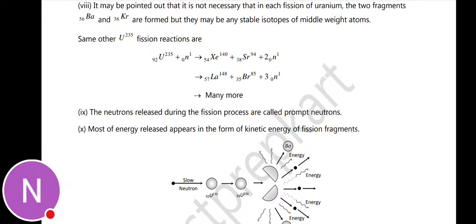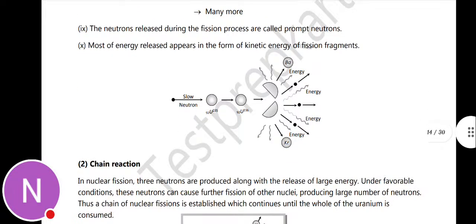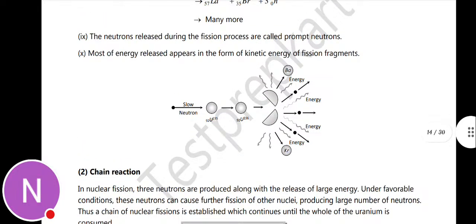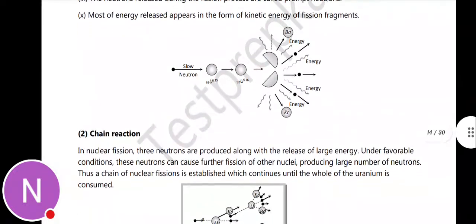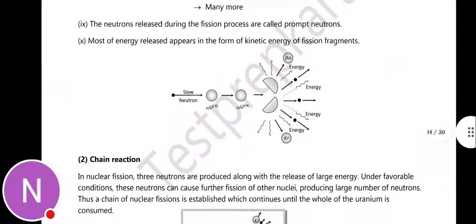The neutrons released during this fission process are called prompt neutrons. Most of the energy released appears in the form of kinetic energy of the fission fragments. So this was the first thing, the fission reaction of uranium 235.